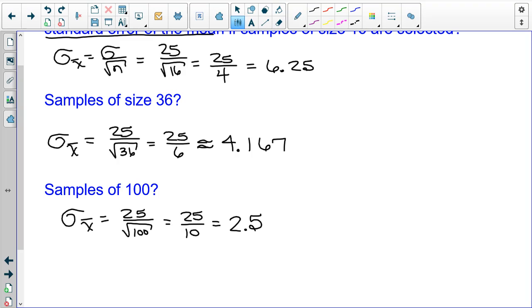Yep. So it's more clustered about the mean, right? So is it important to have a larger sample size? If at all possible. Yep.